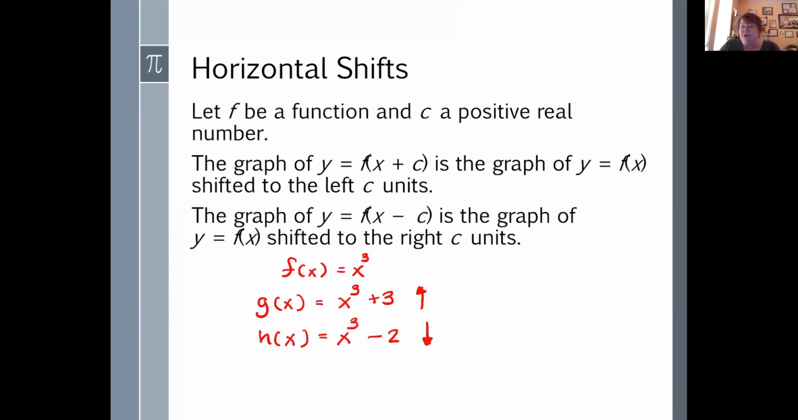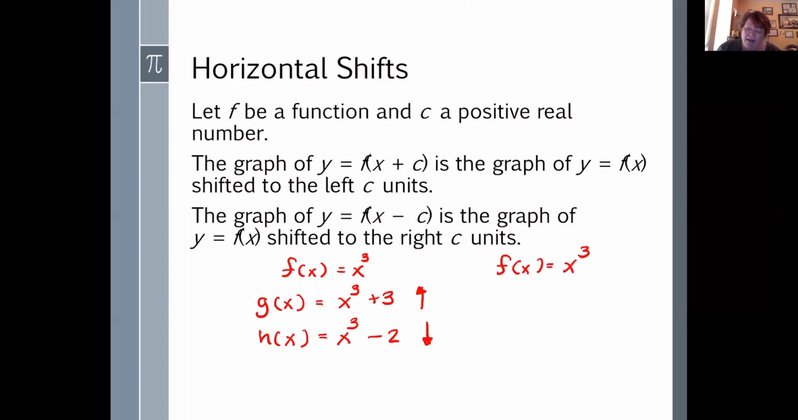So the first function is going to shift it up 3 units. The second function is going to take the graph and shift it down 3 units. So it just takes the whole graph and moves it down, or it takes the whole graph and moves it up. Okay, let's repeat this.